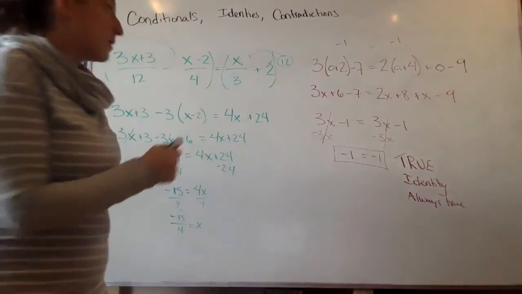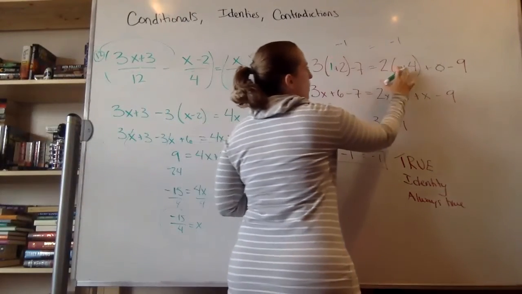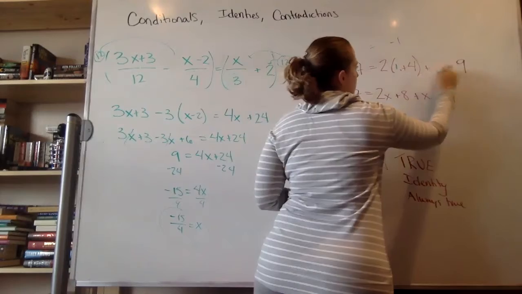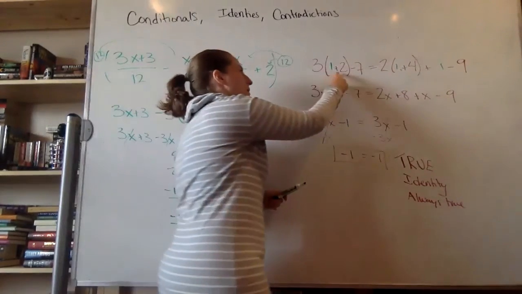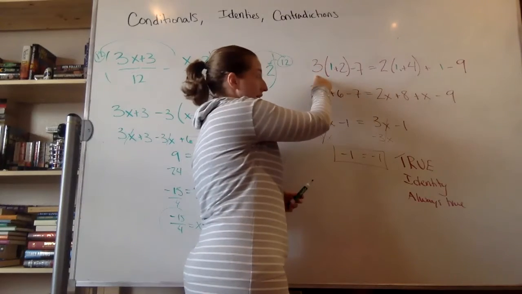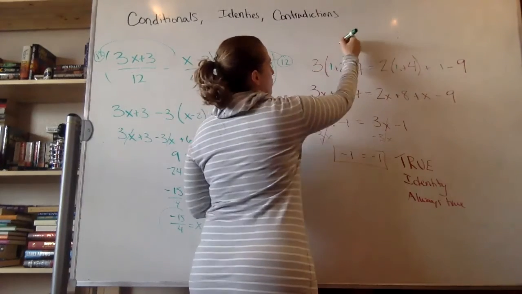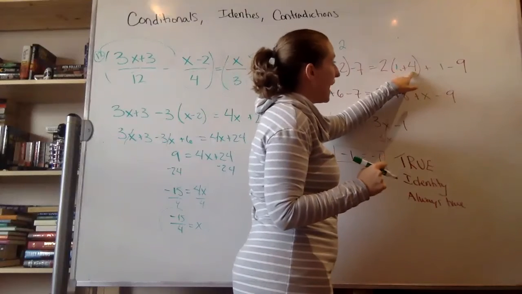Now let's pick another number. I'm going to pick 1 because it's fairly easy to work with. So now I'm going to let x be 1. In other words, I'm going to replace all of the x's with 1, and let's see what happens. All right, 1 plus 2 is 3. 3 times 3 is 9. 9 minus 7 is 2. So we end up with a 2 on this side. Over here, 1 plus 4 is 5.